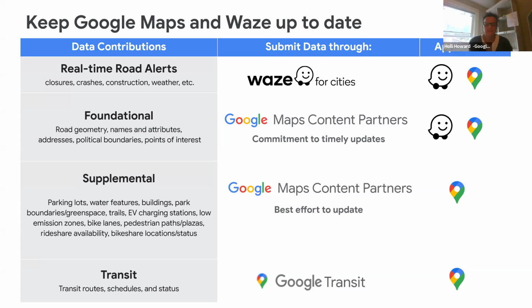The supplemental layers, right now, we take those in through Google Maps content partners. Same with transit, it's coming in through our sister team of transit, which we hope you are also a transit partner, and we'll give you the link to be a transit partner as well. So we're trying to make these a little bit more seamless. Next slide.